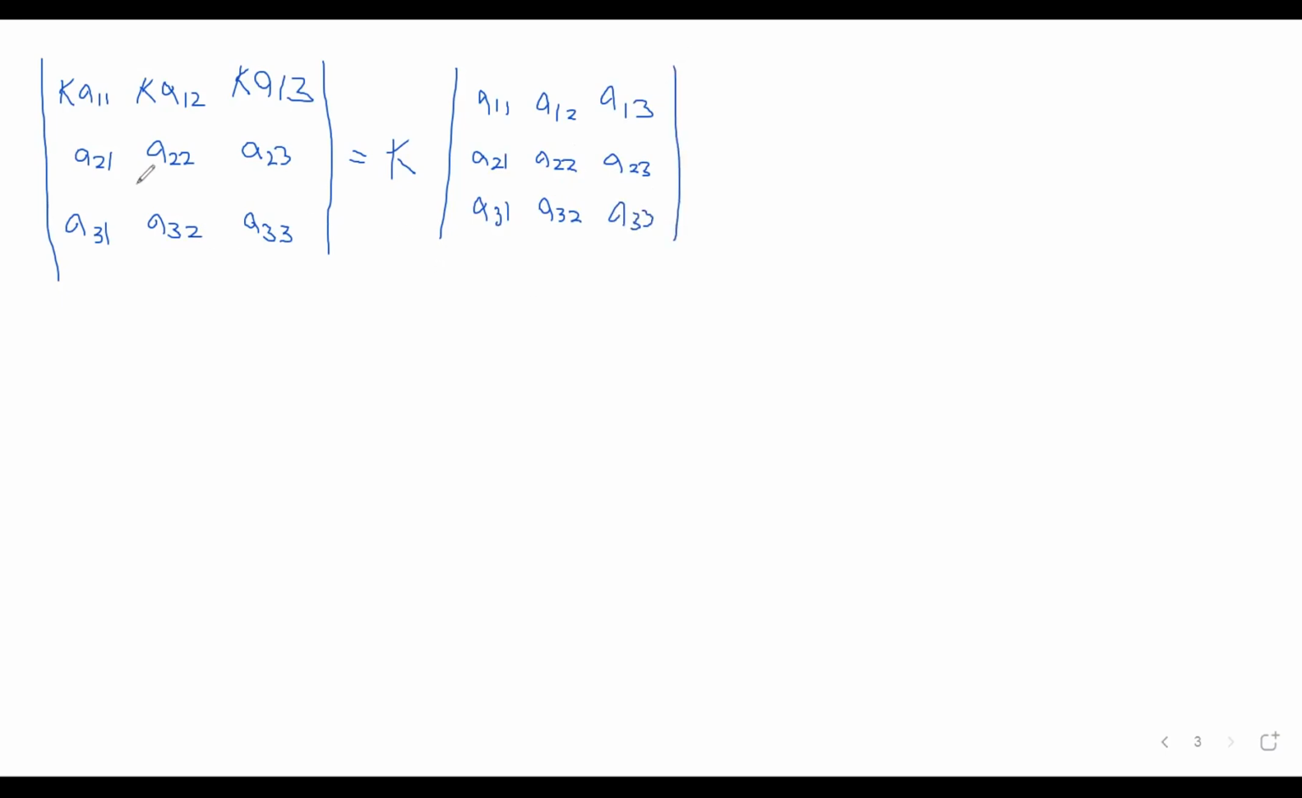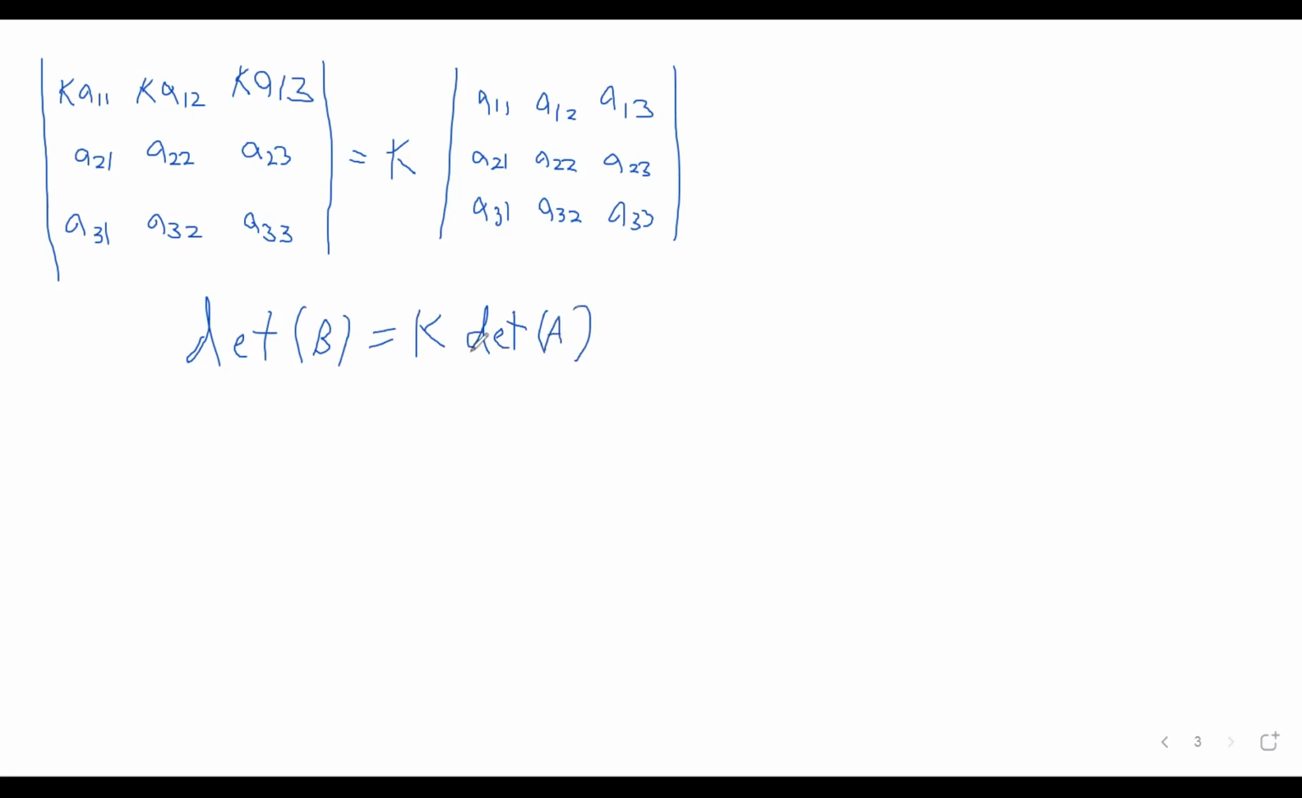Okay, so what's happening here is that you can look at it in two perspectives. You could look at it from right to left or left to right. It's saying the determinant of B, where B is the left matrix, is equal to K times the determinant of A, where A is the right matrix.